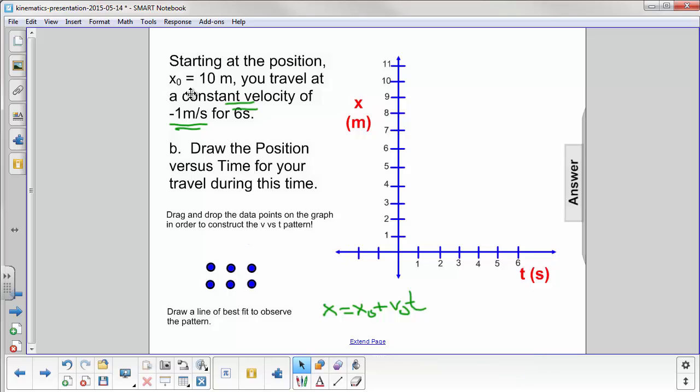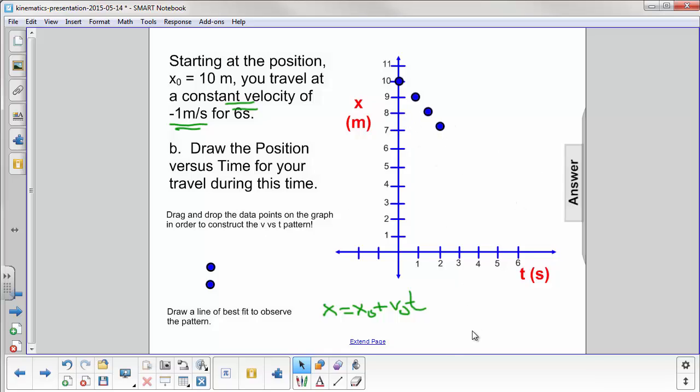At time 0, well, it tells us x0 is at 10. Okay, and at time 1, we will have 10 minus 1 times 1, or 9. So at time 1, we have 9. Time 2, we're at position 8. Time 3, position 7. So you can see what's going on here.